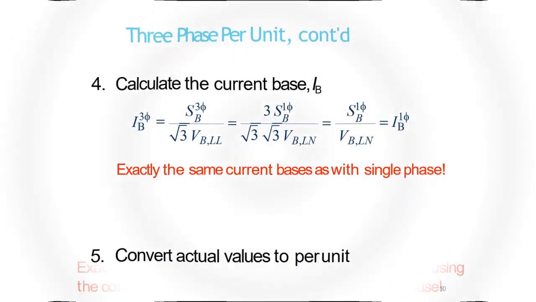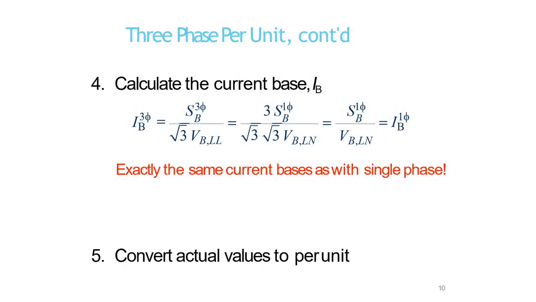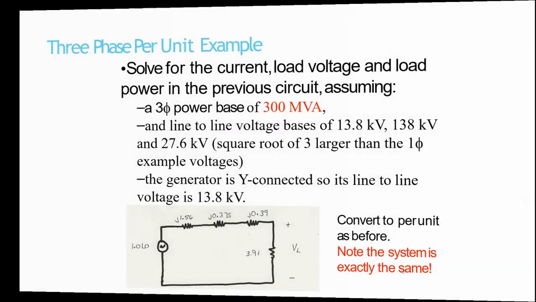Fourth point, calculate the current base IB. IB 3 phase is equal to SB 3 phase divided by root 3 VB line to line, equal to 3 SB single phase divided by root 3 VB line to neutral, that is equal to SB single phase by VB line to neutral, that is IB single phase, exactly the same current base as with single phase. Fifth, convert actual values to per unit values.